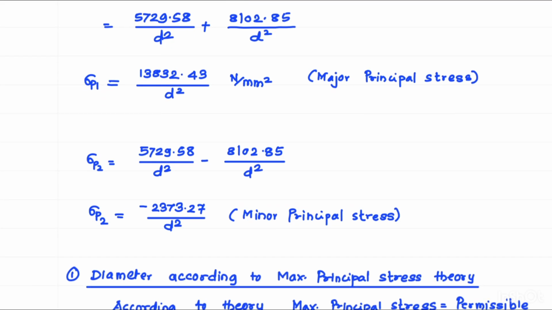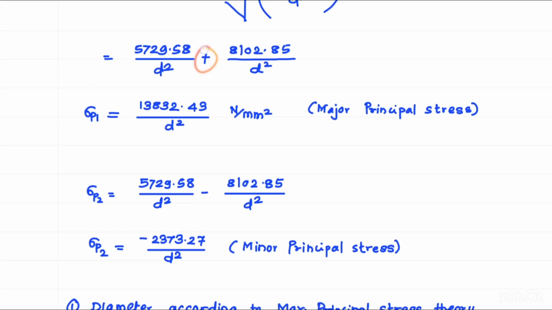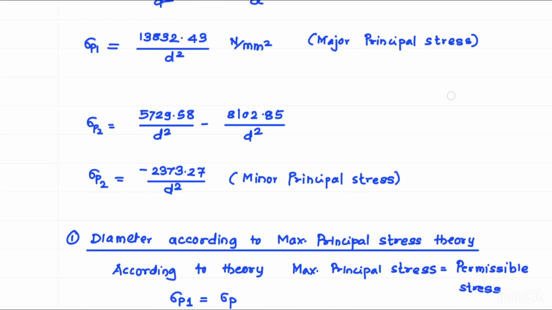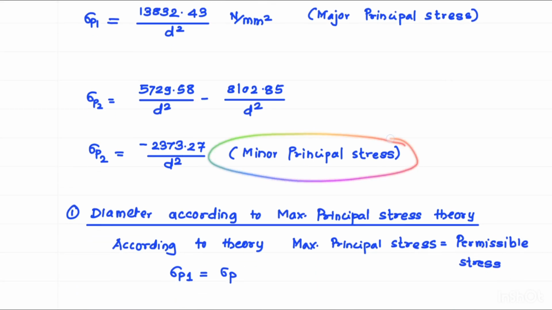Similarly, if I solve this for the minor principal stress, I am going to get the value of minor principal stress as minus 2373.27 d square. You have to remember only this thing, that this plus is replaced by minus for this condition. Now this is the minor principal stress.